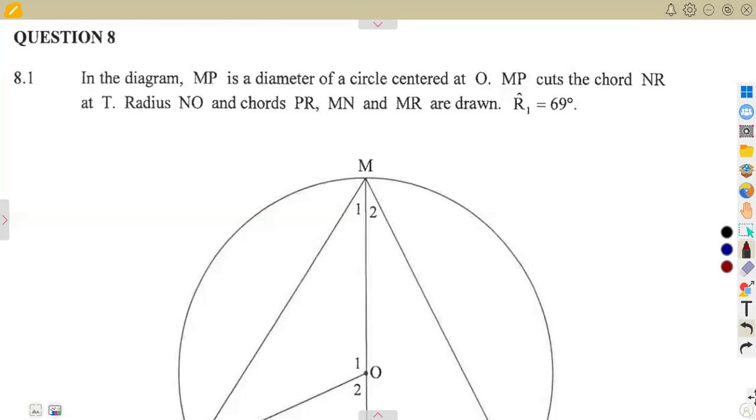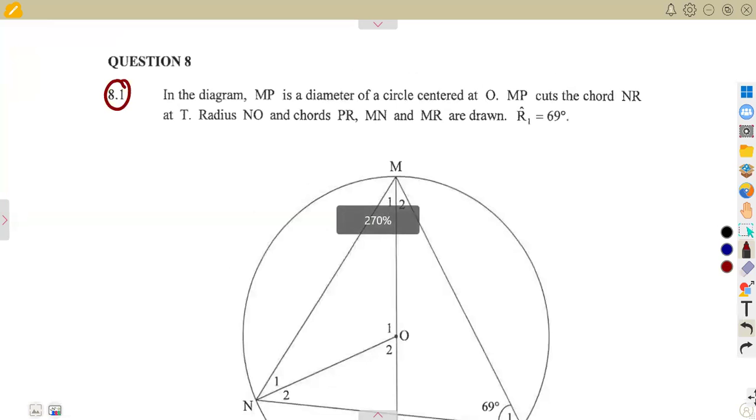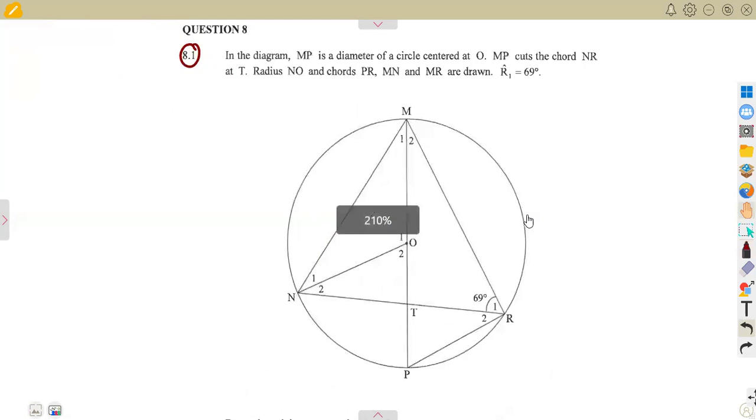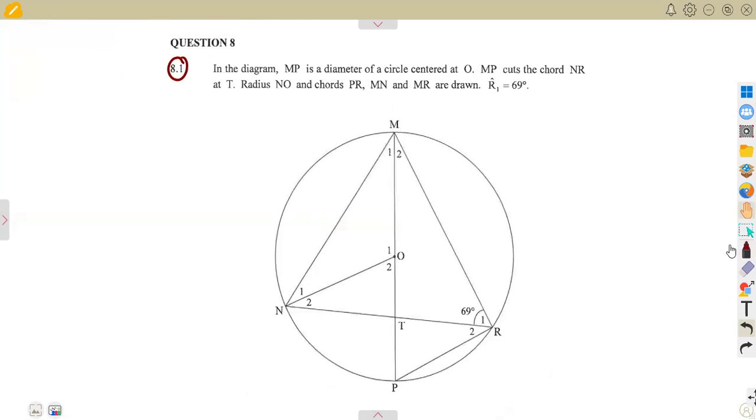Okay, guys, this is the June 2021 question paper that we are going to work on, question number 8, and that is question 8.1. We are given the diagram, which is the whole of this diagram that we are seeing here. I'm just going to minimize it so that you see it. We are given this diagram.